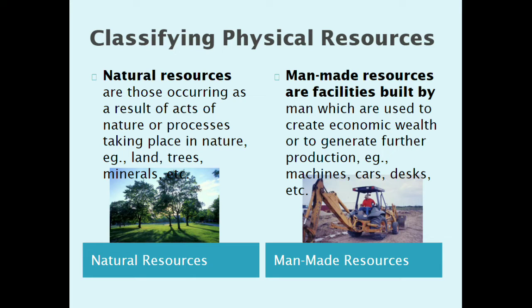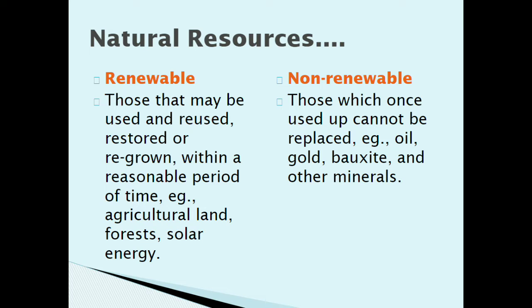Man-made resources, on the other hand, are facilities built by man which are used to create economic wealth or to generate further production. These may include machines, cars, desks, computers, tables, etc. Natural resources are either renewable or non-renewable. Non-renewable resources are those which, once used up, cannot be replaced. These include oil, gold, bauxite, and other minerals. Renewable resources are those that may be used and reused, restored, or regrown within a reasonable period of time. These include agricultural land, forest, solar energy, etc.